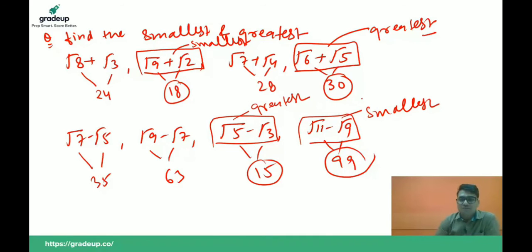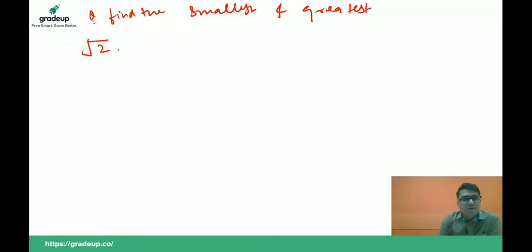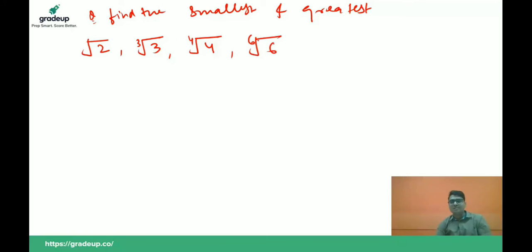Now, if you are having your next question, find the smallest and greatest. The question is square root of 2, cube root of 3, 4th root of 4 and 6th root of 6. You have to find the smallest and greatest among these numbers. You can write this as 2 raised to the power 1 by 2, 3 raised to the power 1 by 3, 4 raised to the power 1 by 4 and 6 raised to the power 1 by 6.